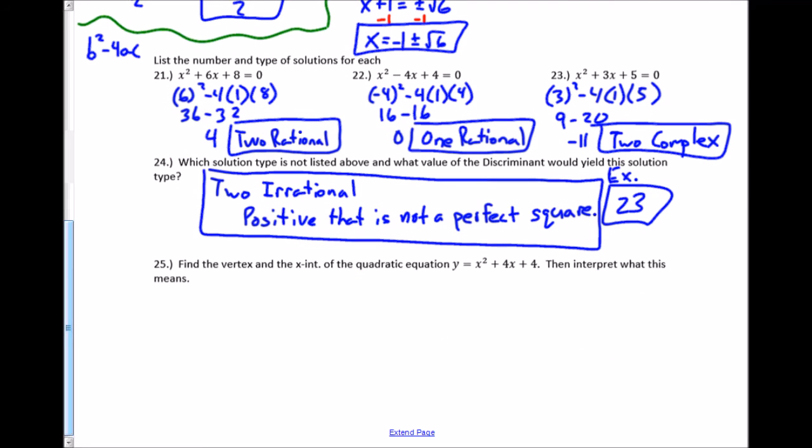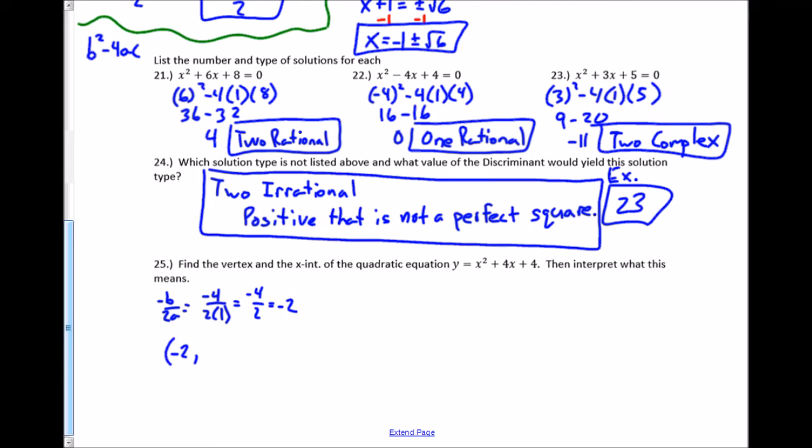On number 25, we're asked to find the vertex and the x-intercept of the quadratic equation, and then interpret what this means. All right. So let's find the vertex first. To find the vertex, I have to do the opposite of b over 2a. So that's going to be negative 4 over 2 times 1, which is negative 4 over 2, which is negative 2. And that's the x value for my vertex.